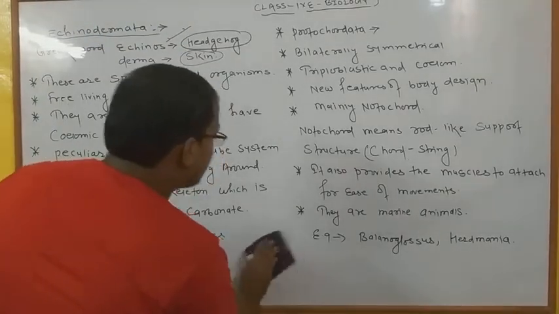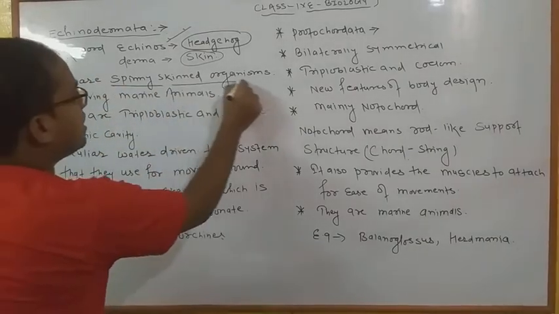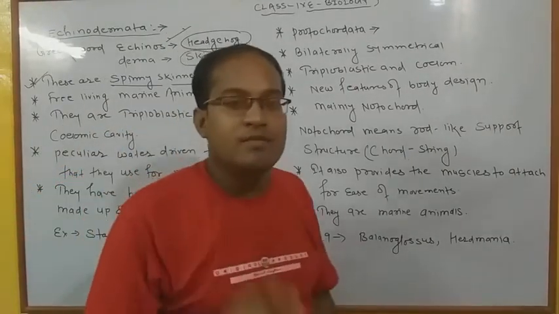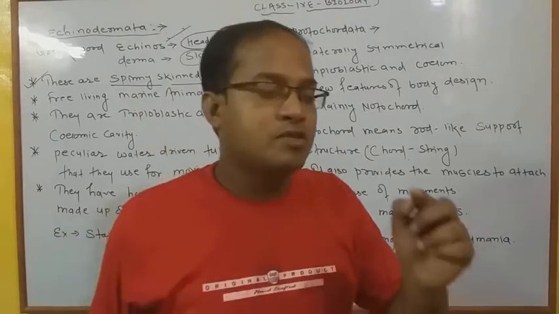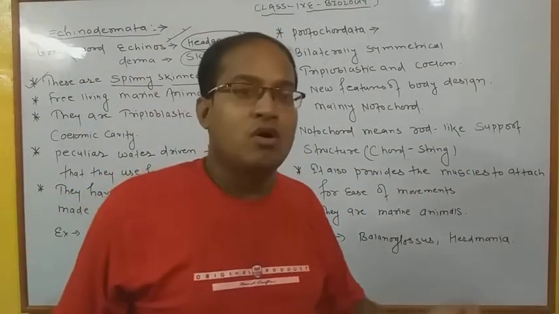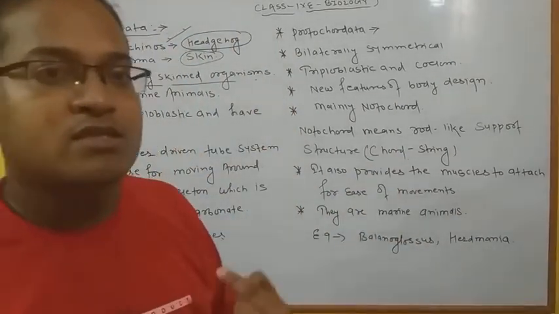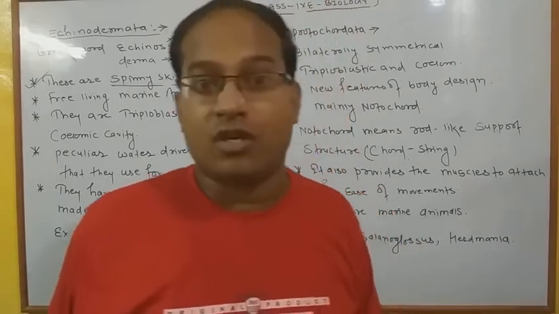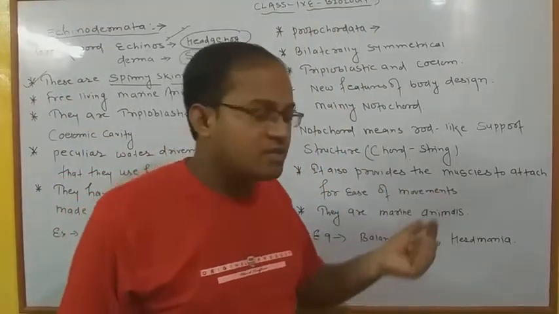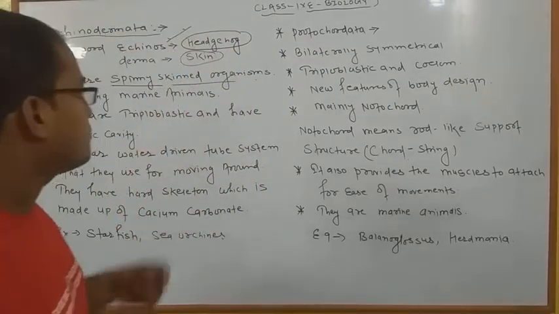The first is that Echinodermata are spiny-skinned organisms. Spiny-skinned means there are several types of small piercing structures appearing outside the body of several types of animals. Piercing means something needle-like. Needle सुई के जैसा होता है किसी भी organism में, that is called spiny structures. The first point is that.